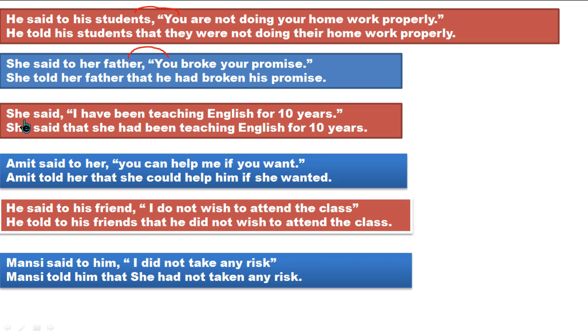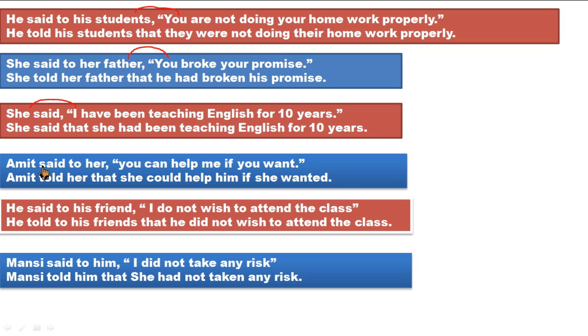And the next sentence is, she said, "I have been teaching English for 10 years." She said remained said. Then we use that. I is the first person. First person is changed according to the subject, so we wrote she. Have became had been teaching English for 10 years.